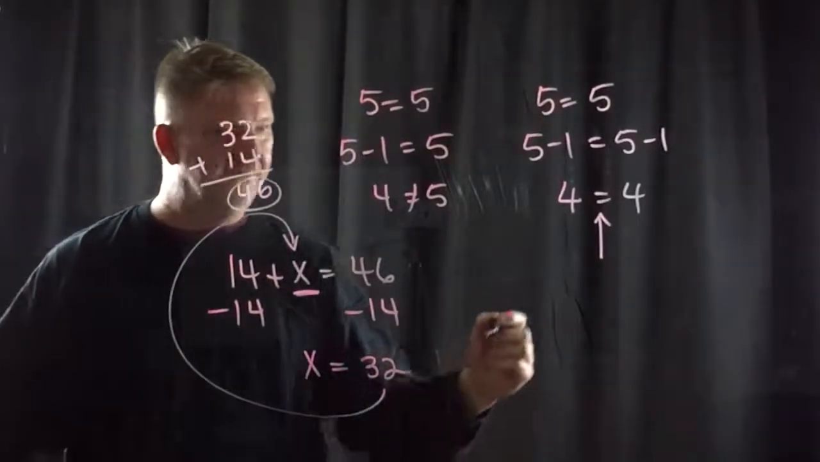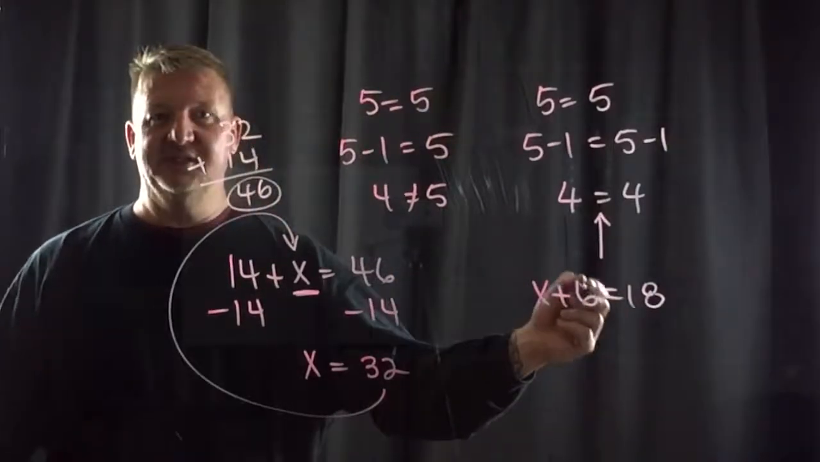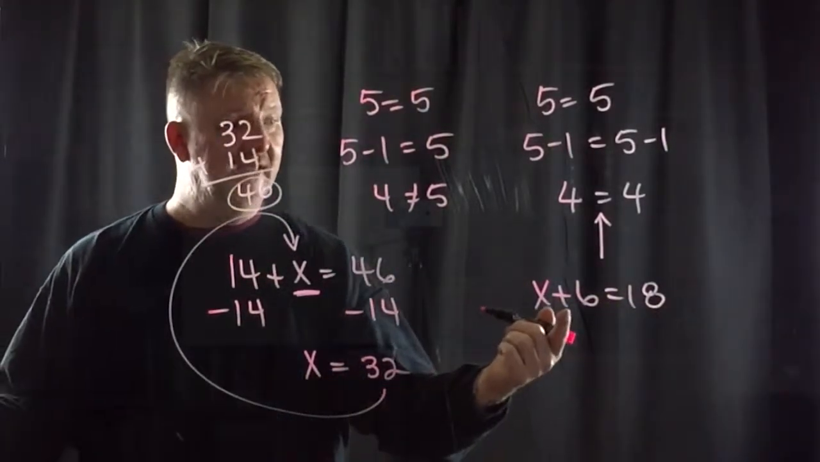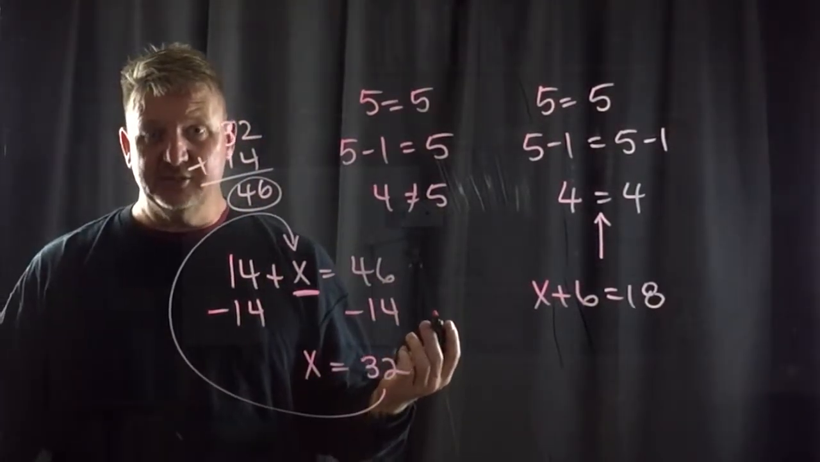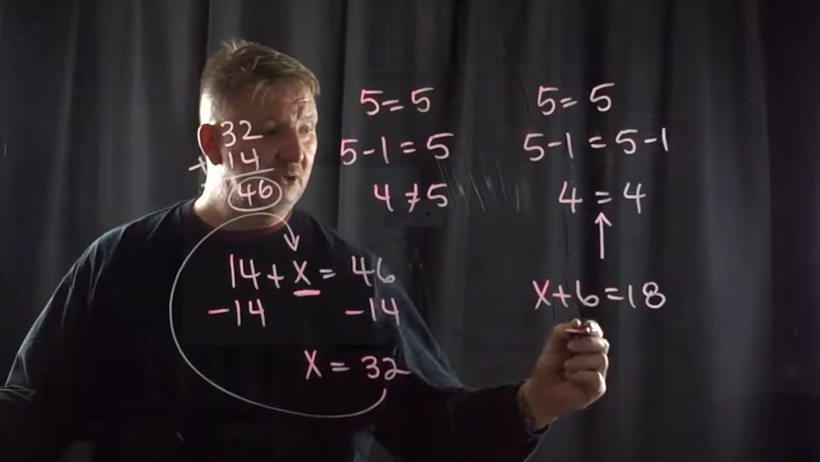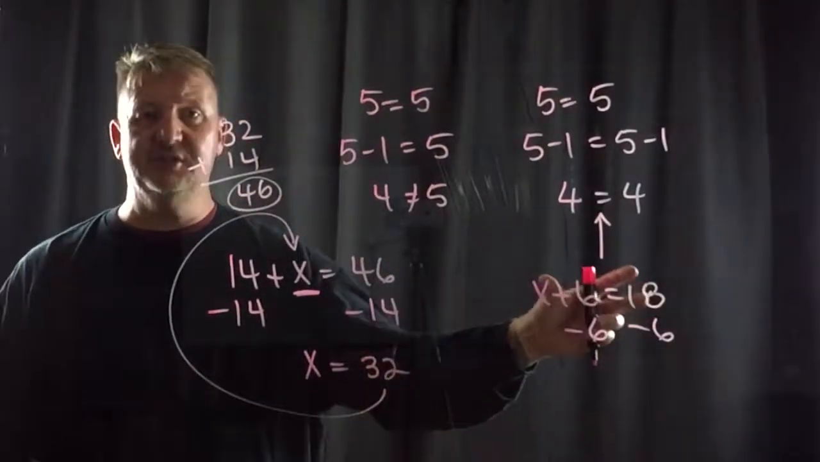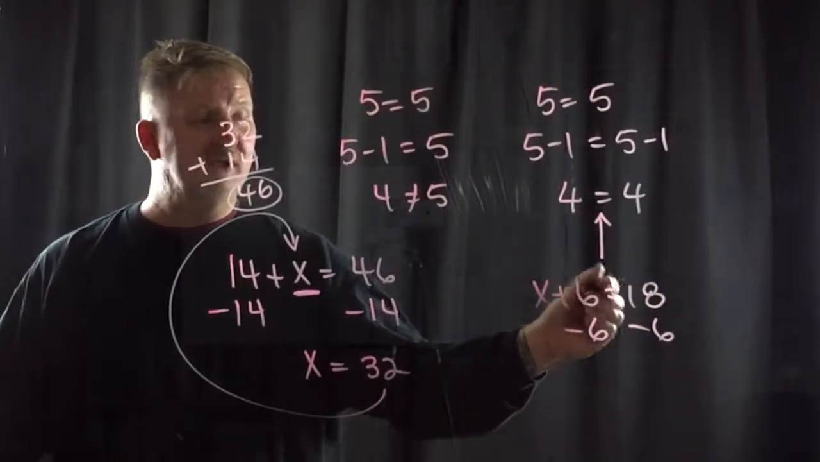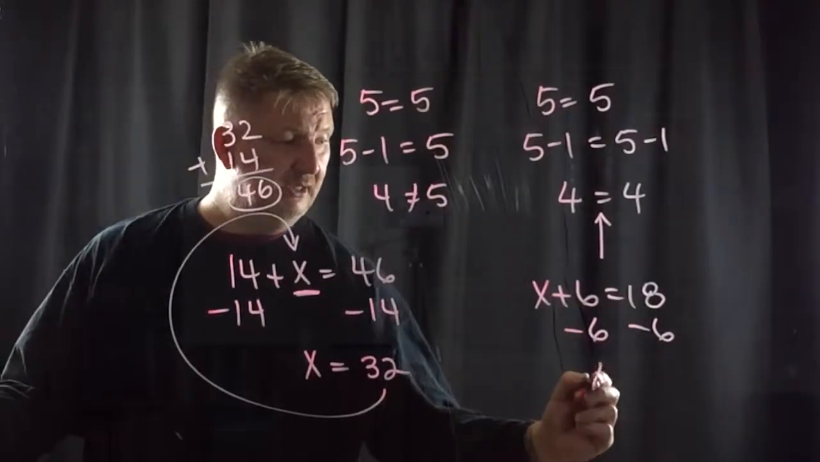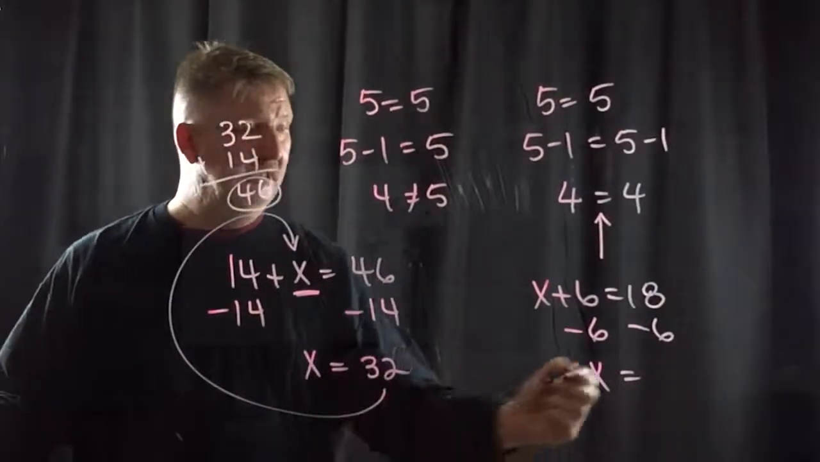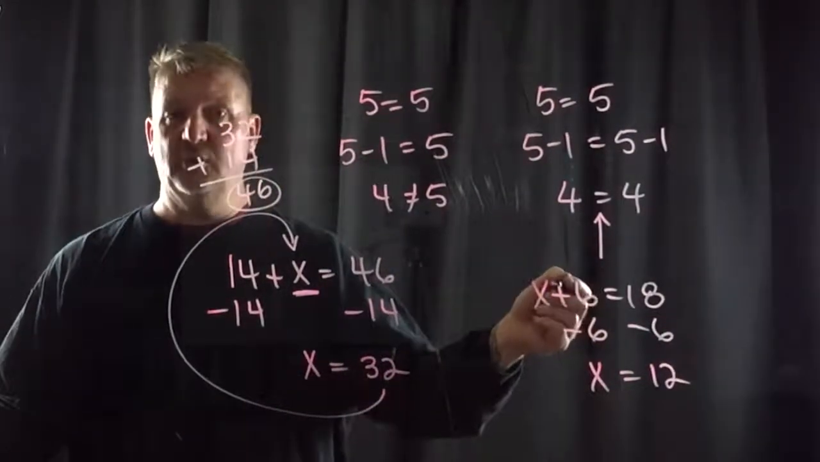Let me show you one more example. X plus 6 equals 18, okay? This is an addition equation, so I can use its opposite operation to solve for x. So I subtract 6, but I have to do it from both sides of the equation. I want to keep this equation balanced. The balance point is at the equal sign. I subtract 6 from 6, I get 0. That leaves me with just the x, and then 18 minus 6 is 12. X equals 12 in this equation.